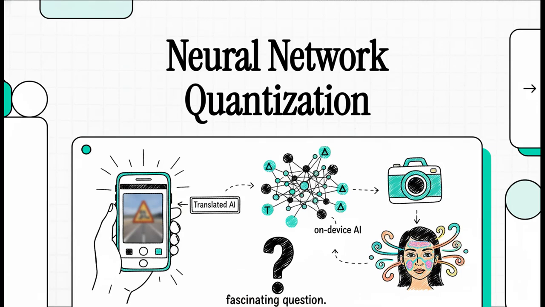You know how your phone can translate a sign in real time? Or how your camera can just instantly pop a complex filter on a photo? That is some serious AI power running right there on your device. But it also brings up this huge engineering puzzle.